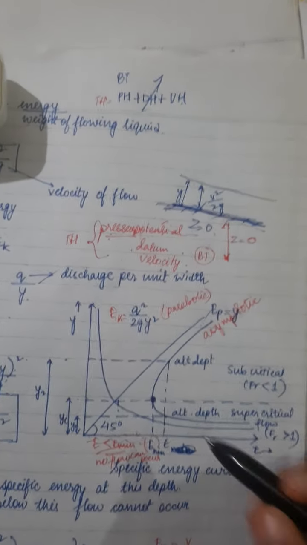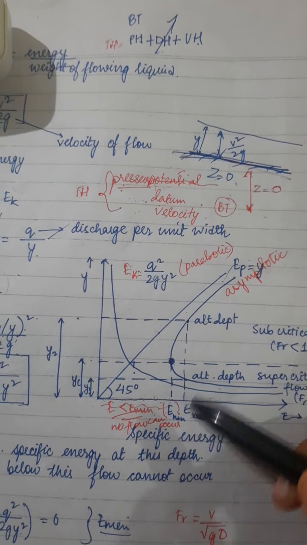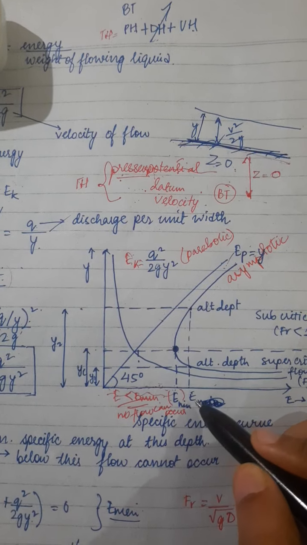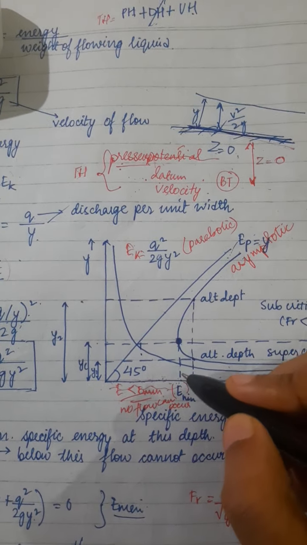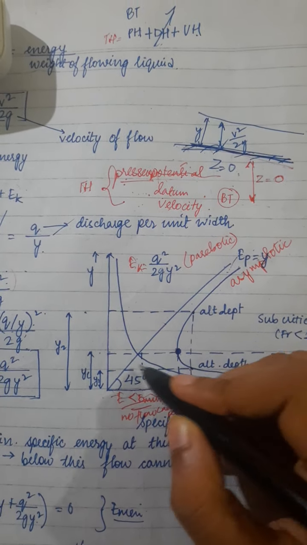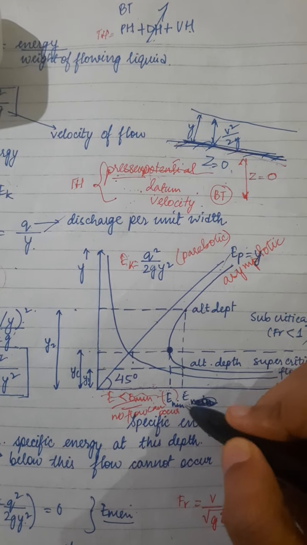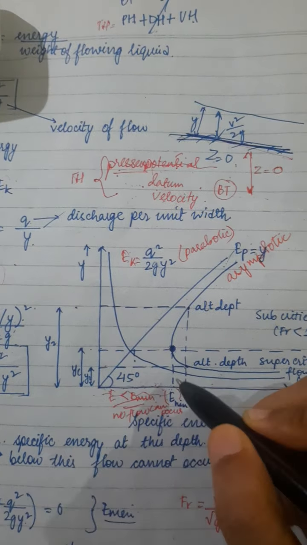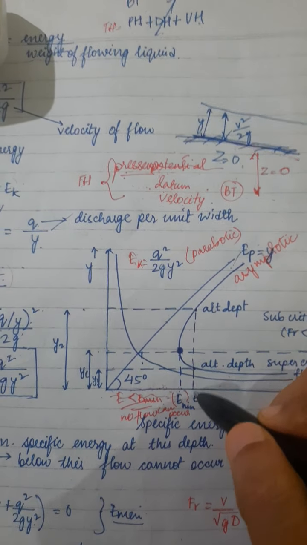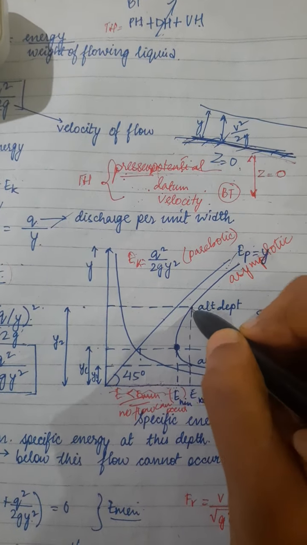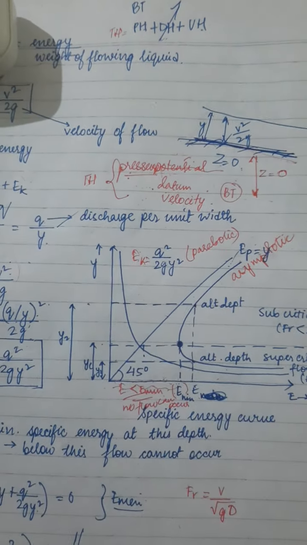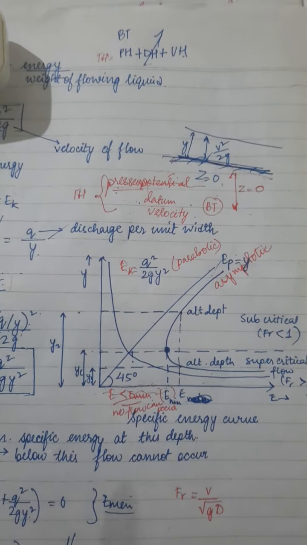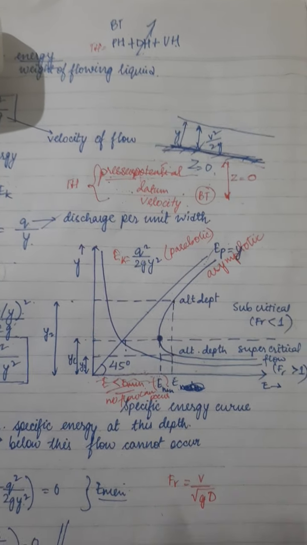Now here we learned the concept of E minimum, but we see that beyond E minimum, if we consider any energy value, then it has two depths. If we consider this energy, then one depth is Y1, and if we extend it, we see that there is another depth which is Y2. So why does it happen? These two are called alternate depths.